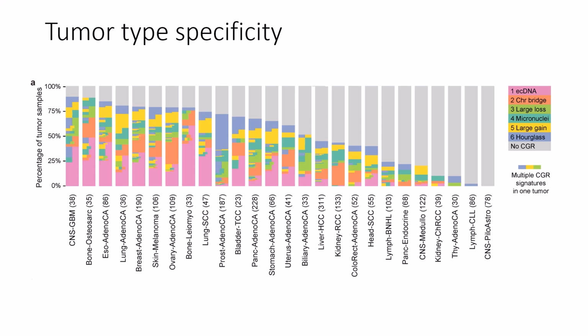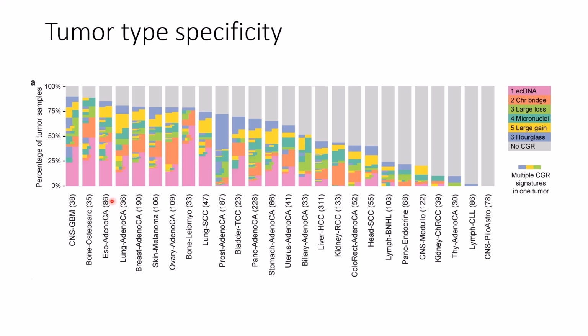Now we can take a look at how different signatures distribute across different tumor types. Here, each block of colors represents one tumor type scaled from 0 to 100%. And each individual horizontal bar represents one tumor. And if there are multiple colors horizontally, that means one tumor carries multiple complex rearrangements by different signatures.